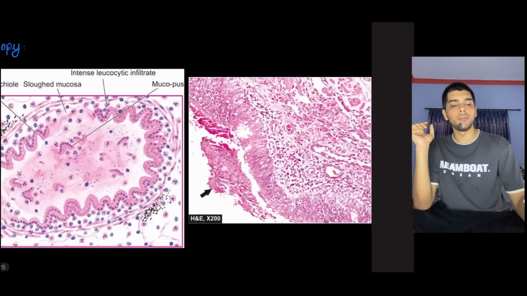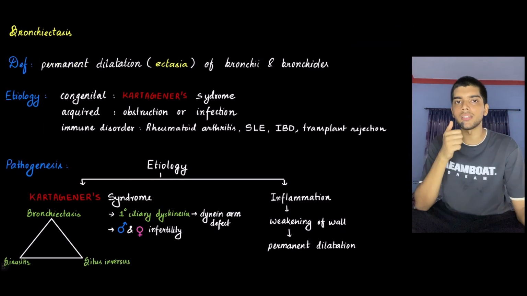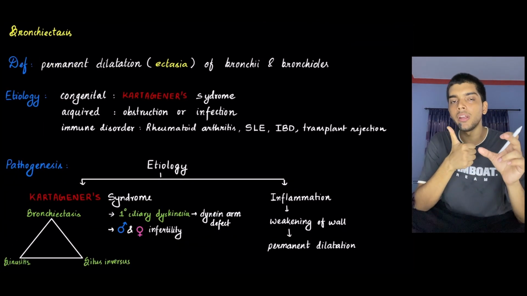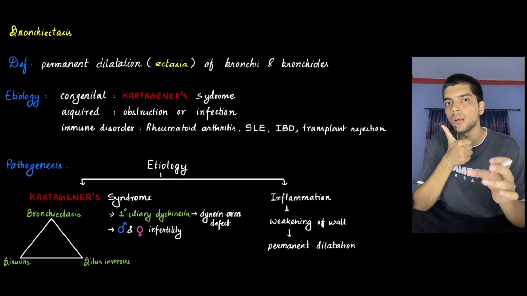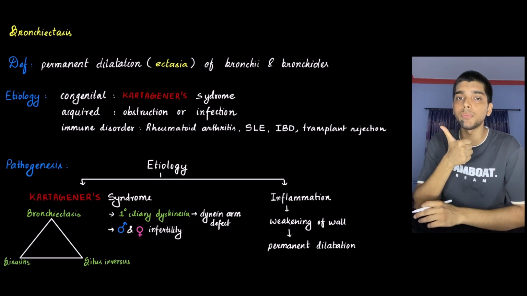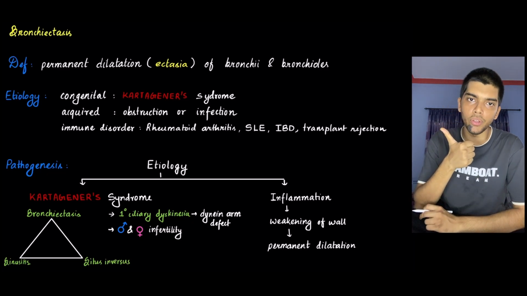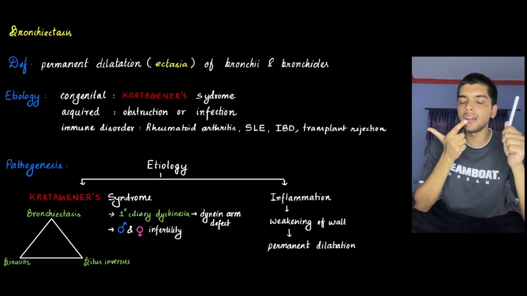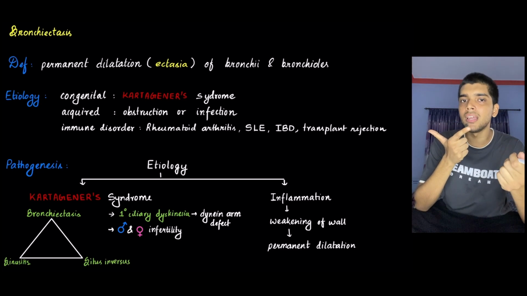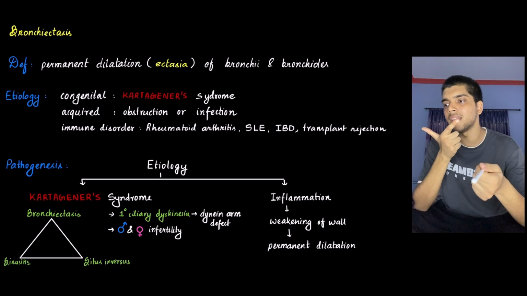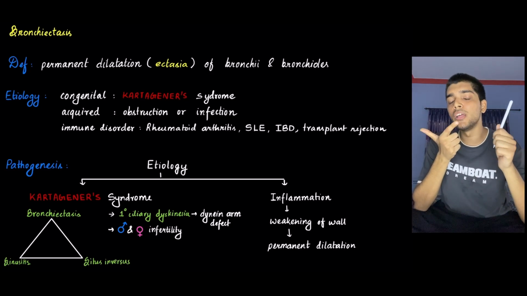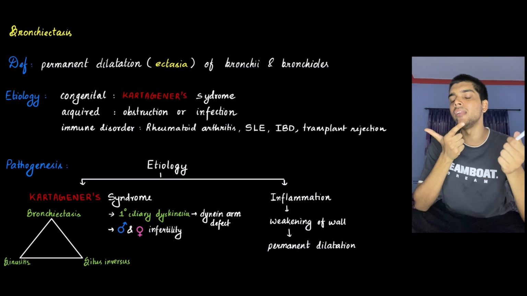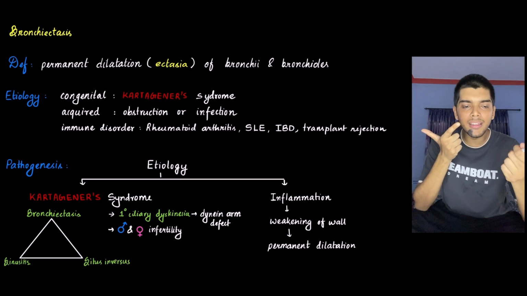So that's it. One last revision. Bronchiectasis. First, definition. Bronchi refers to bronchi and bronchioles. Ectasis comes from ectasia, which means dilation. So there is permanent dilatation of bronchi and bronchioles. Number two, etiology. There is congenital etiology like Kartagener syndrome. There is acquired etiology like obstruction and infection. And then there are immune disorders like rheumatoid arthritis, SLE, inflammatory bowel disease, and rejection of lung transplant.